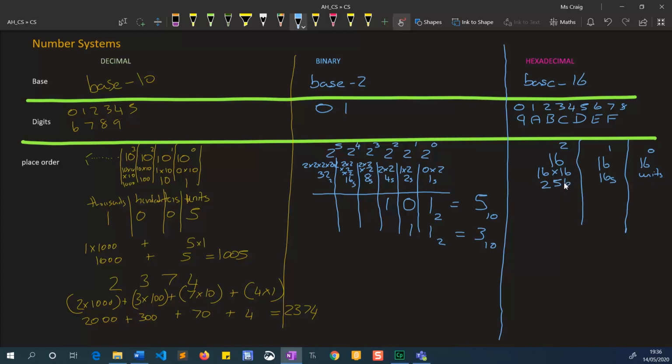So you can see that it moves very quickly. The number starts getting really big. So from 1 unit to 16s to 256s. But it is possible to represent every number. So let's have a look at how we do this. So say for instance we're trying to make the decimal number 15.